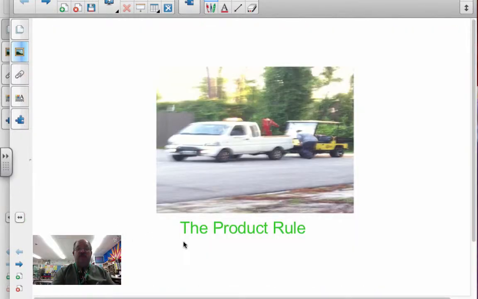So, I don't know why this is the product rule. That's what we're learning about, and I just thought this was an unusual product. It's a tow truck for towing golf carts. It's a little teeny tiny tow truck towing little teeny tiny golf carts. So, I did the run. Thought it was kind of funny.